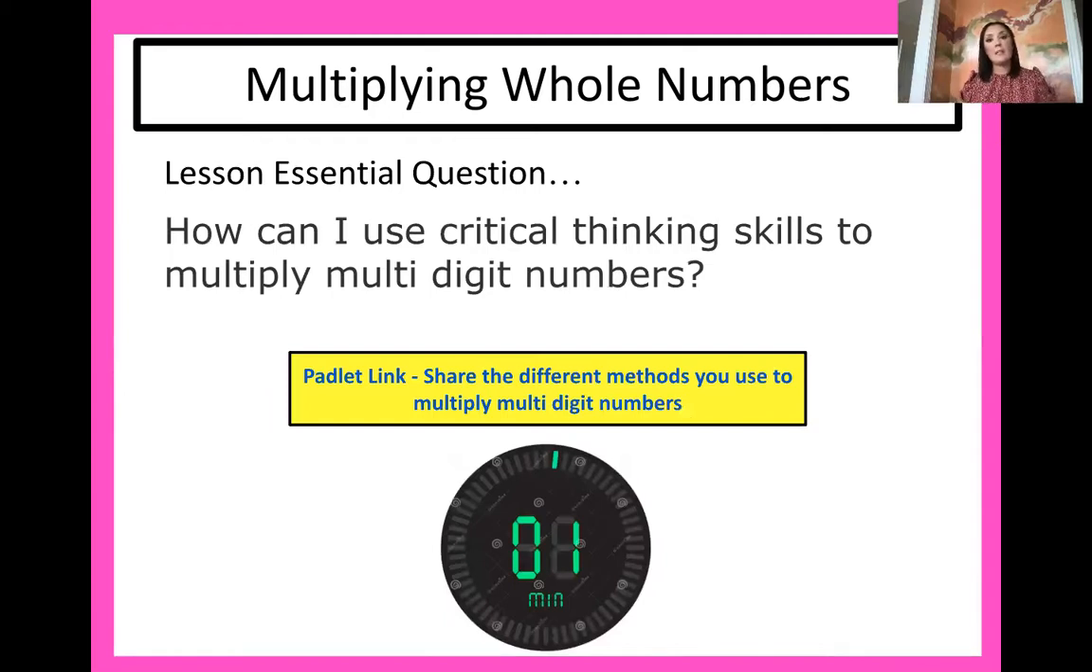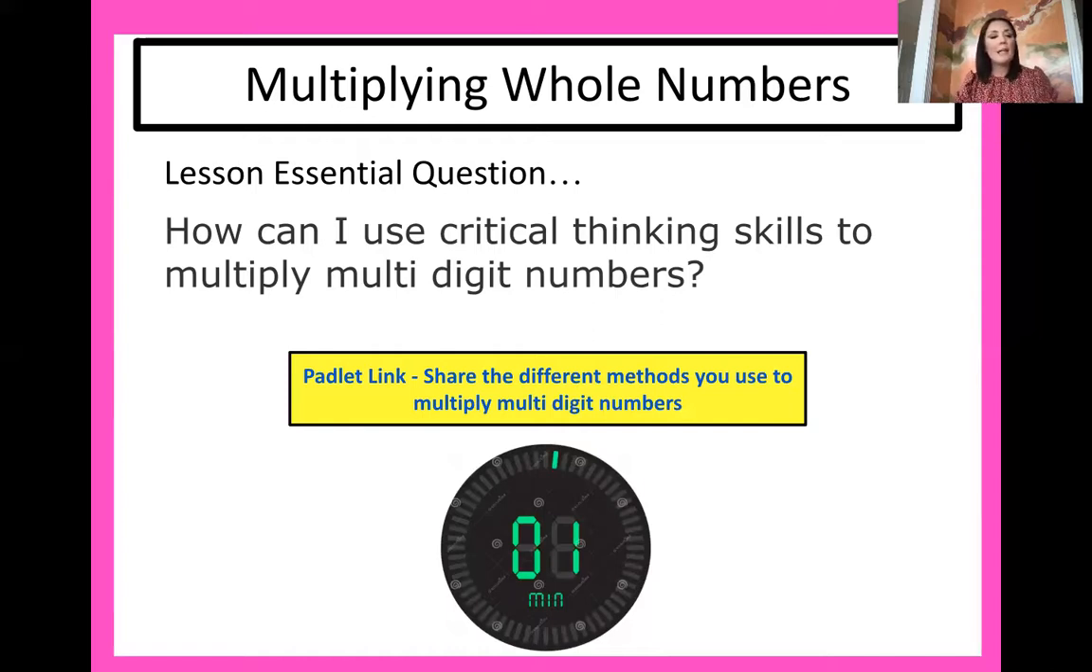So here's our lesson essential question for today, guys. How can we use critical thinking skills to multiply multi-digit numbers? If you would, I'm going to drop the link in the chat again on the right side. I need you to click on that link. It's going to take you to a Padlet.